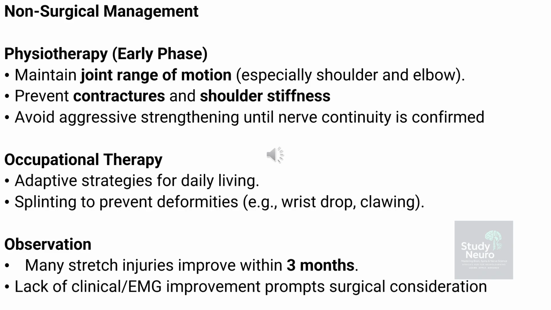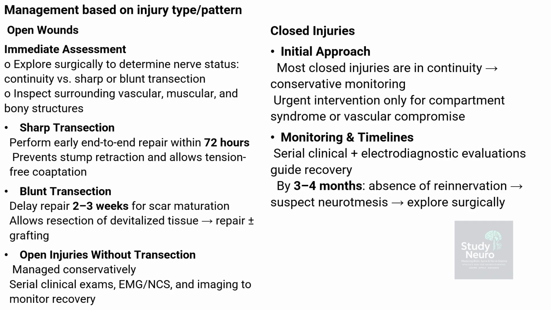Often, mild injuries improve on their own over a few months, but if there's little progress, surgery may become necessary to restore function. The way we treat brachial plexus injuries really depends on how the nerve was damaged.